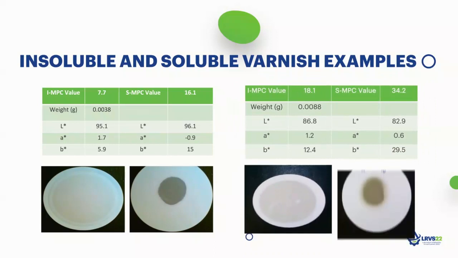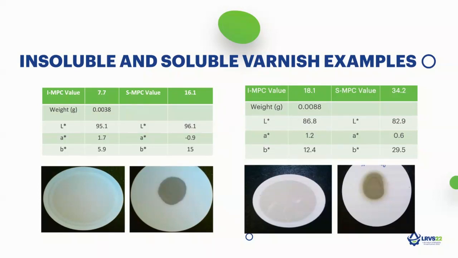The next set of images on the right-hand side shows a very interesting correlation. The IMPC value is 18.1. We begin to flag SMPC or IMPC at 15, so that's a severity 1. The L value is 86.8, the A value is 1.2, so we're looking okay, and the B value is 12.1. If you look at the IMPC patch, you'll see some grayish discoloration.